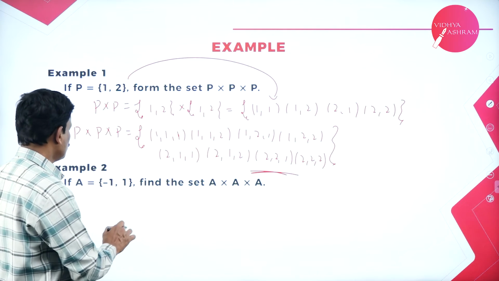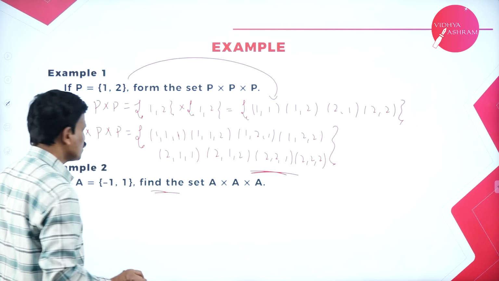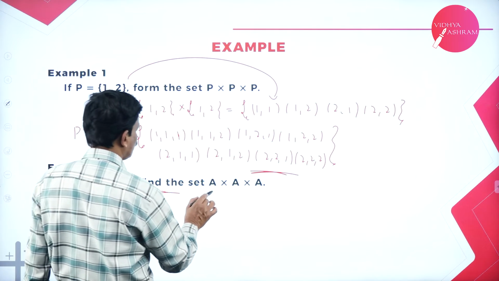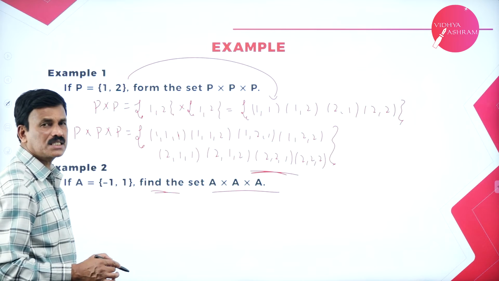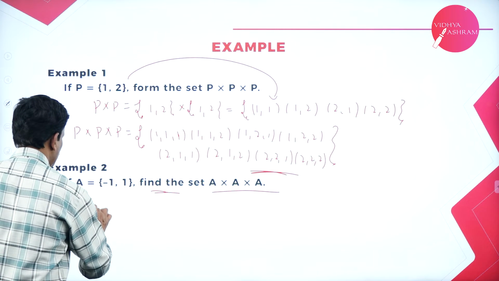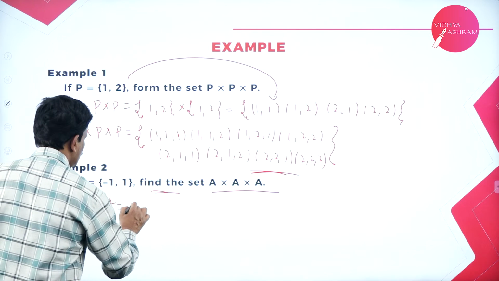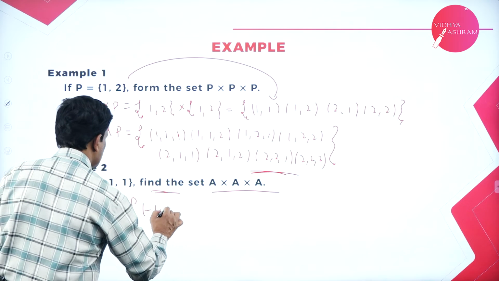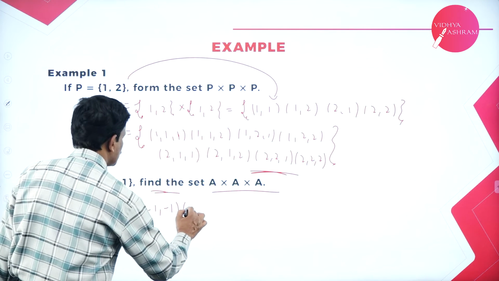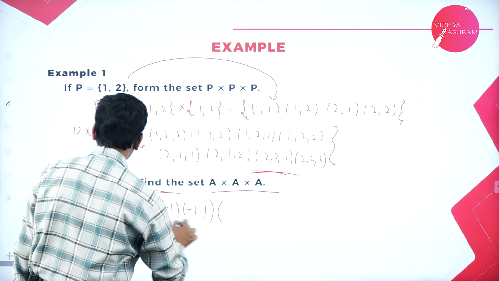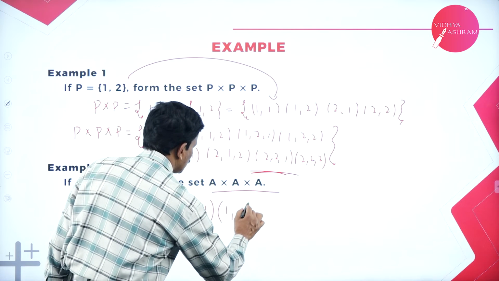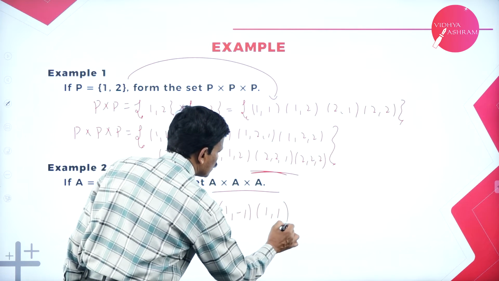Now, let us consider one more example. If A is equal to {-1, 1}, then find the set A cross A cross A, the triplets. So, here let us find out A cross A first. A into A is nothing but (-1, -1), (-1, 1), again (1, -1) and (1, 1).